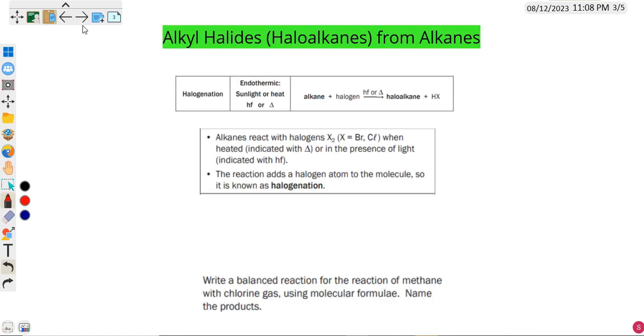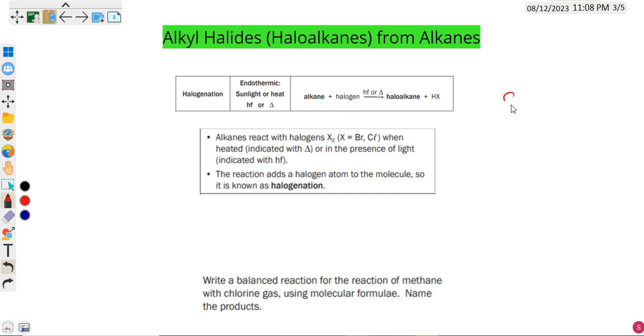Let us look at the first kind of substitution reaction. In this one we are forming haloalkanes or alkyl halides from alkanes. Remember, alkanes are saturated compounds, so we cannot add anything into this, we'd rather substitute. So the first type of reaction is halogenation. It's an endothermic reaction, meaning heat must be supplied. So energy must be supplied into the system, right? So it's an alkane reacting with the halogen.